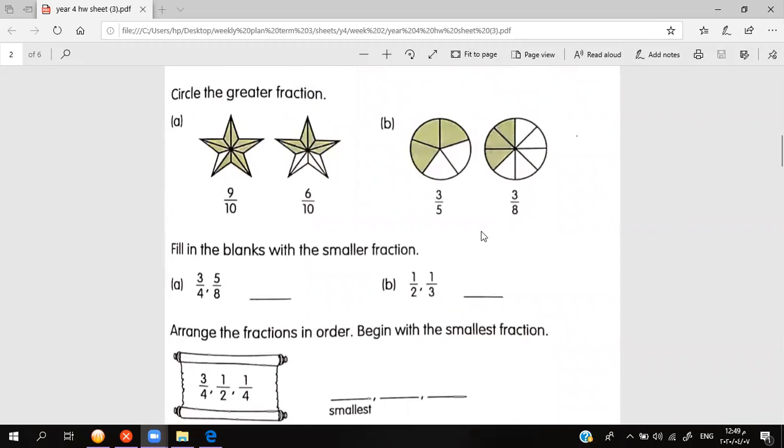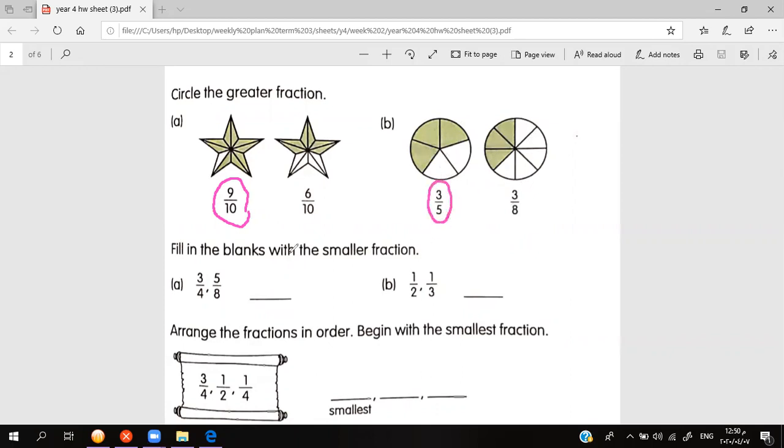Okay, here. Circle the greater fraction. They are both divided into 10, so it will be easy. Should I take 9 from 10 or 6 from 10? Definitely I'm gonna take the 9 from 10, because it's bigger. Here, this is a 5 and this is a 8, but it's good that he drew for me. Definitely this part is bigger than this part, so to take 3 parts from 5 parts is bigger than 3 parts from 8 parts.